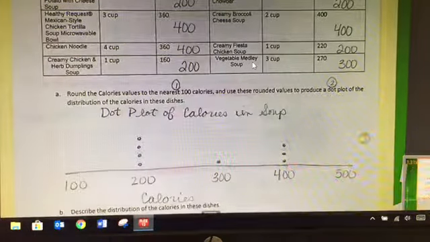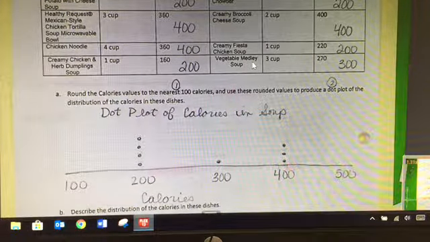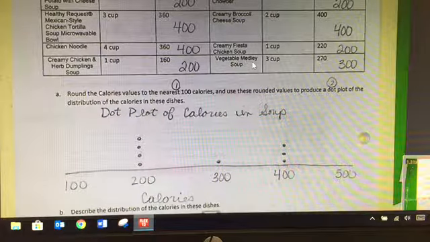Okay, Joanie. So, I made mine really small. Is that okay? I just need to be able to clearly read it.